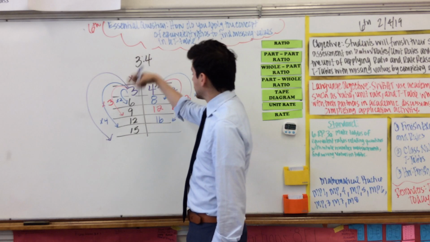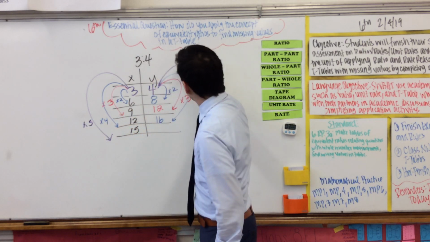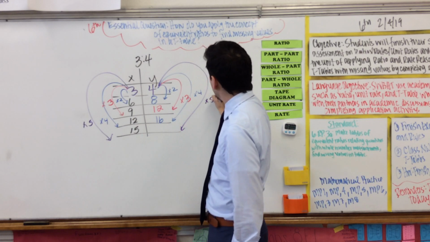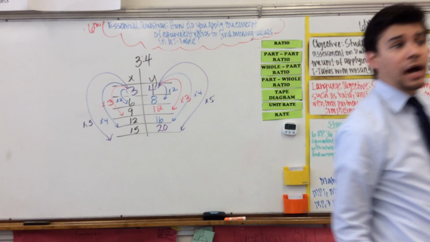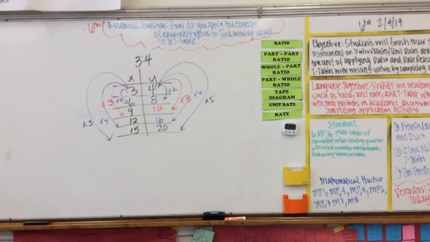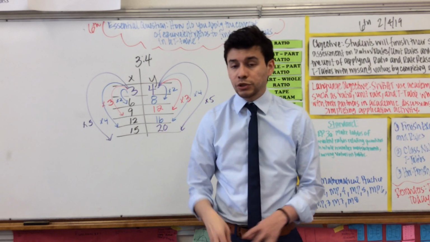In order for me to go from 3 to 15, I multiply that by 5. So I'm also going to have to multiply the 4 by 5. 4 times 5 is 20. And there you go. I just used the concept of equivalent ratios in order to fill out that t-table. Once again, you have to be very smart about which numbers you pick.